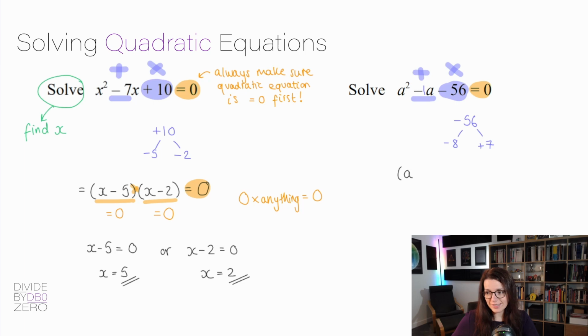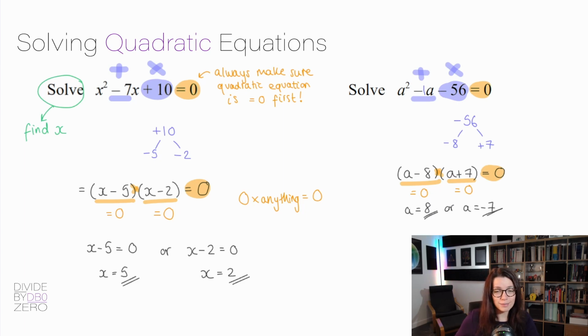Let's factorize. So (a minus 8)(a plus 7) equals 0. Once again, we have something times something equals 0. The only way that's going to be true is if either one of those brackets are actually 0 themselves. So you can write it out or you can just think about it. What would a have to be? A would have to be positive 8 or a would have to be negative 7 in order for those brackets to be equal to 0.